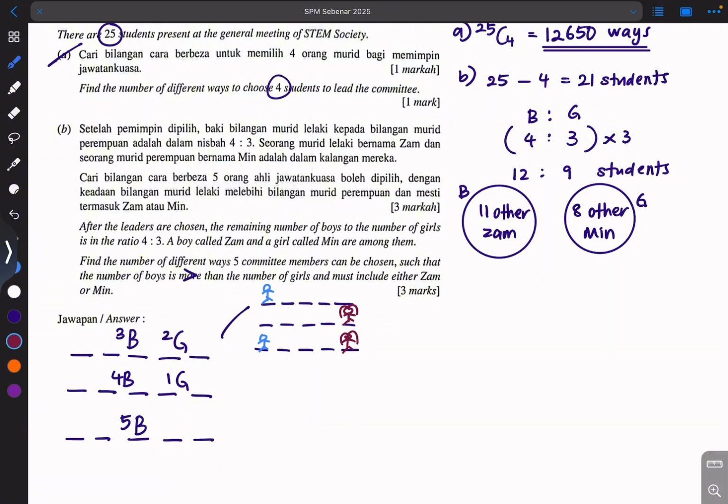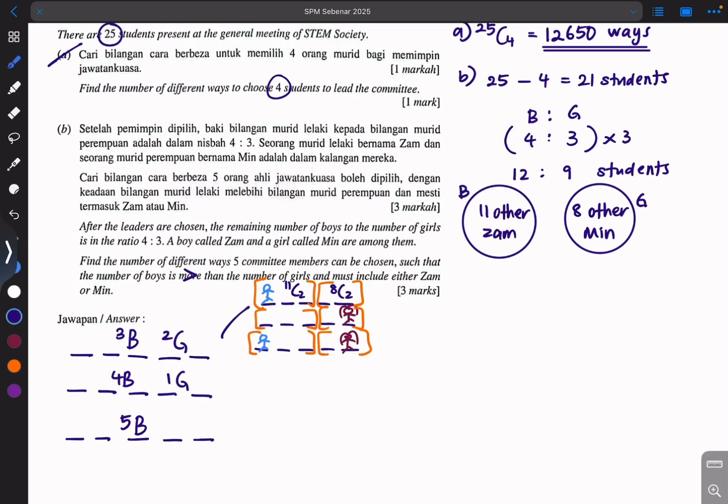Okay, so let's split this. So this is 3 boys and 2 girls. Okay, this will be our 3 possibilities. Right. So since we have Zam here already, we need 2 more boys. So other than Zam, we have 11 other boys. So this will be 11C2. And then we have 8 other girls. We need to choose 2. So 8C2.